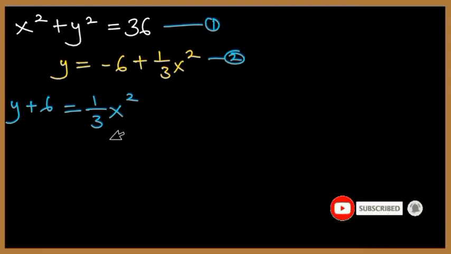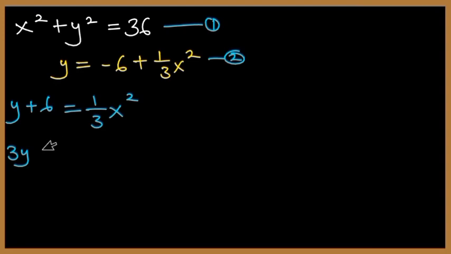So we multiply through by 3. Doing so, this 3 multiplies the whole of this one. So I'll have 3y plus 18 equals the 3 multiplying this, I'll have x to the power of 2 here. Now this one becomes my equation 3 here.